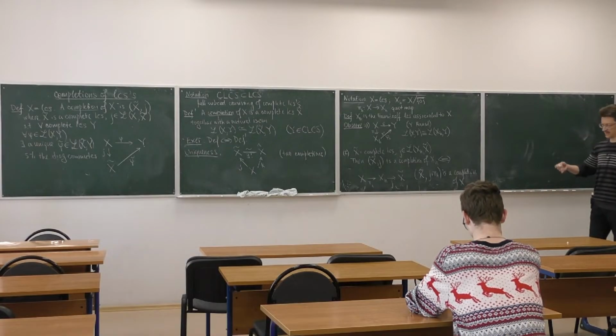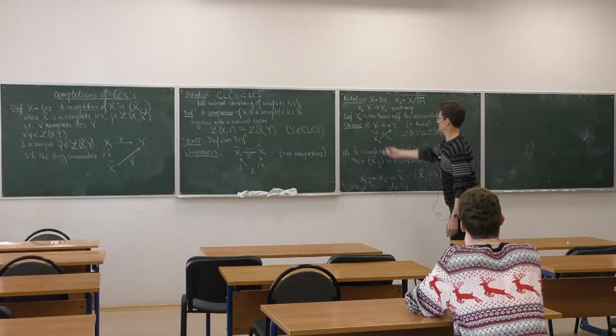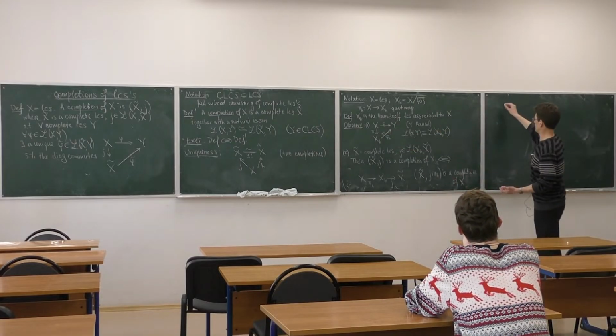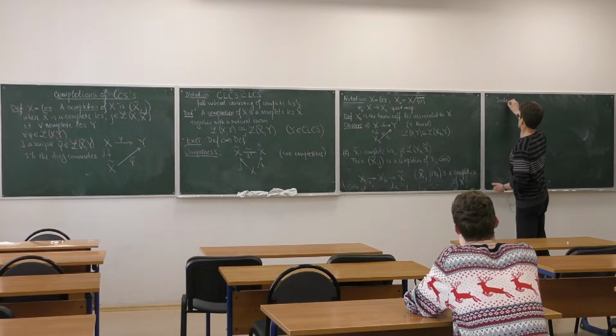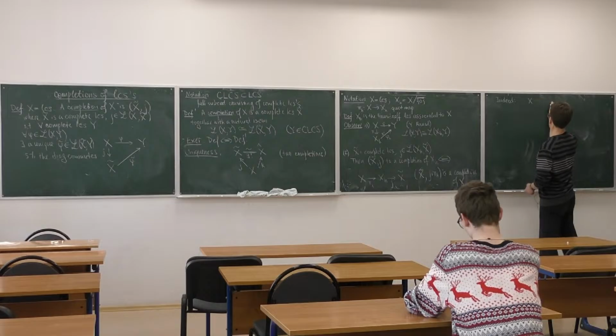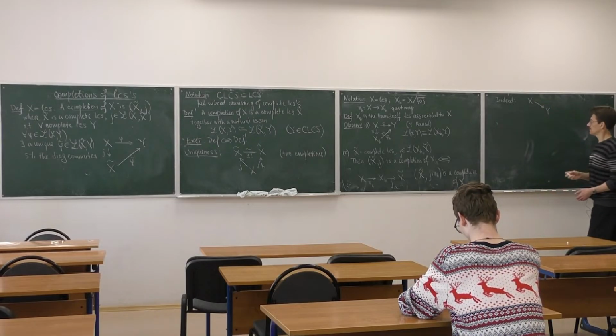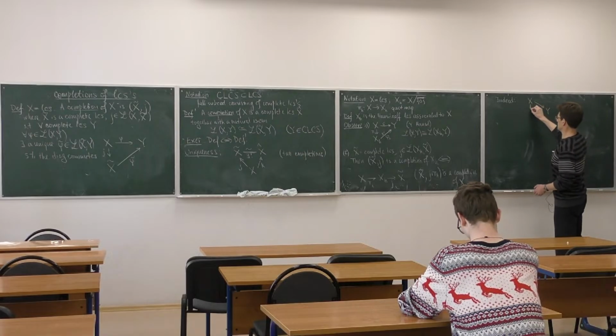Now this is basically just a simple observation based on this diagram. You will have a continuous linear map from X to Y, where Y is a complete locally convex space. So Y is complete, in particular it is Hausdorff.